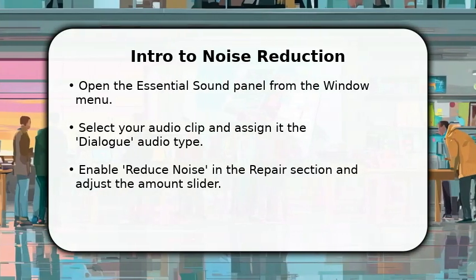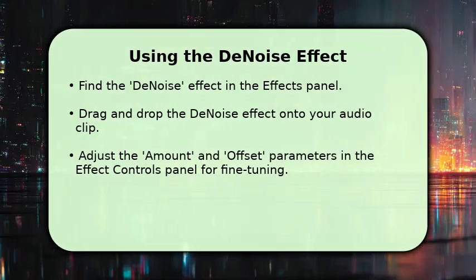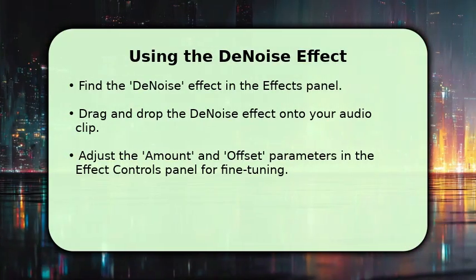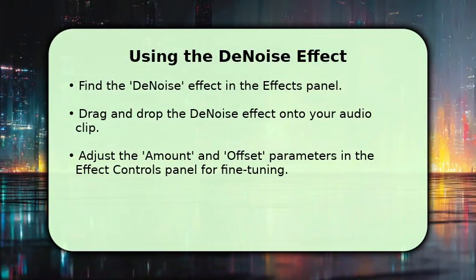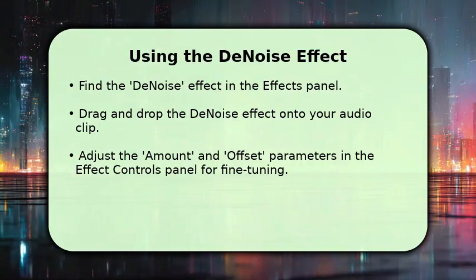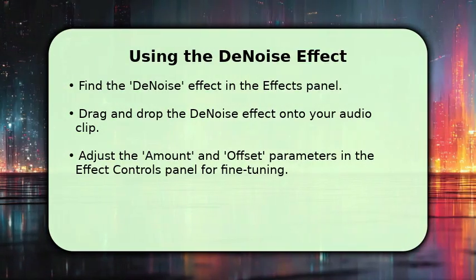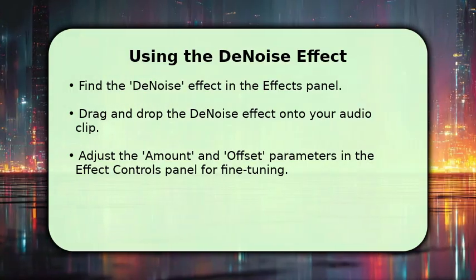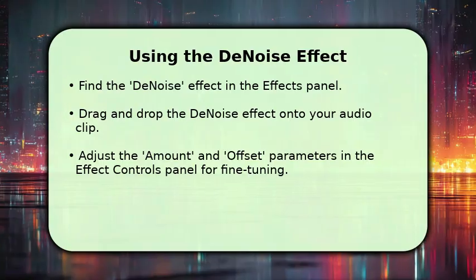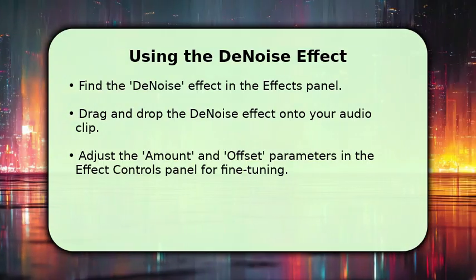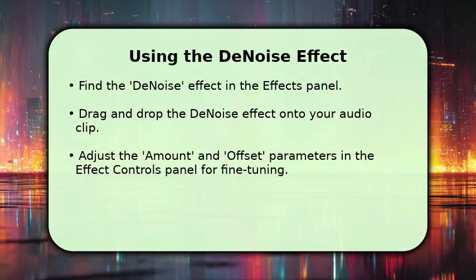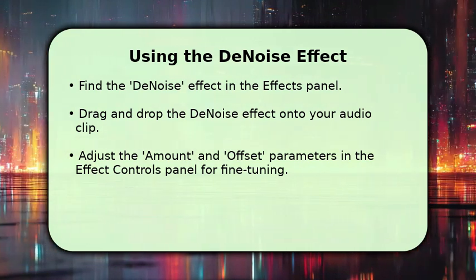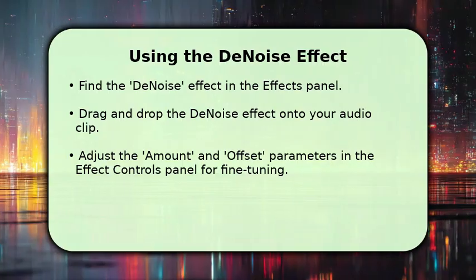For more precise control, head over to the Effects panel and search for the denoise effect. Drag and drop this effect directly onto your audio clip in the timeline. In the Effect Controls panel, you'll find parameters like amount and offset. Experiment with these settings. A good starting point for amount might be around 20 to 30%. The offset can help target specific frequency ranges of the noise, allowing you to fine-tune the reduction for optimal clarity.